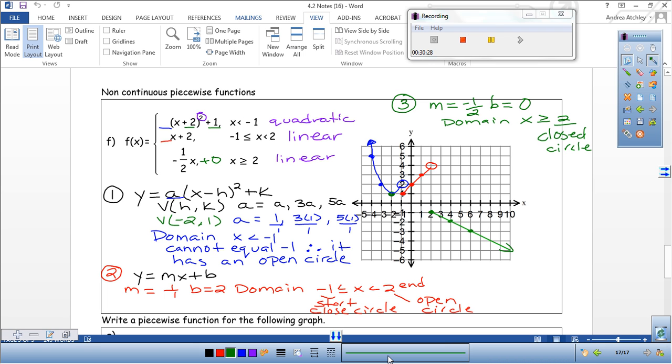Okay, let's make sure we know how to do this. So I want you guys to get your homework out. And I want you to do number 7 in your homework. Okay, everyone's working together on number 7 in their homework.